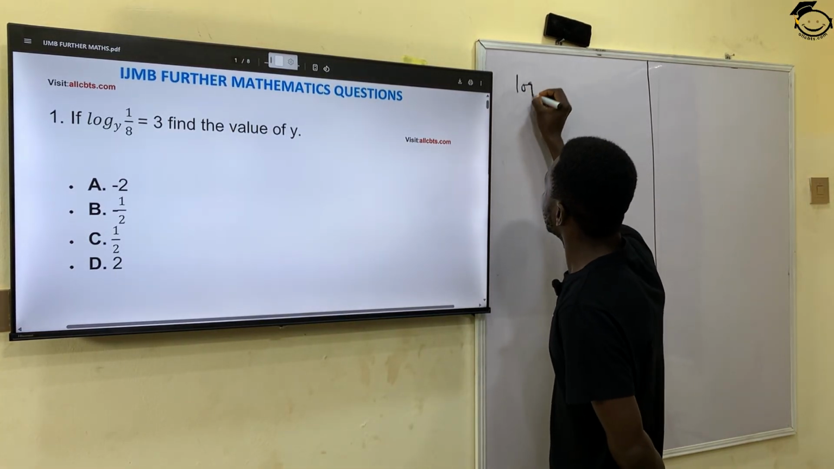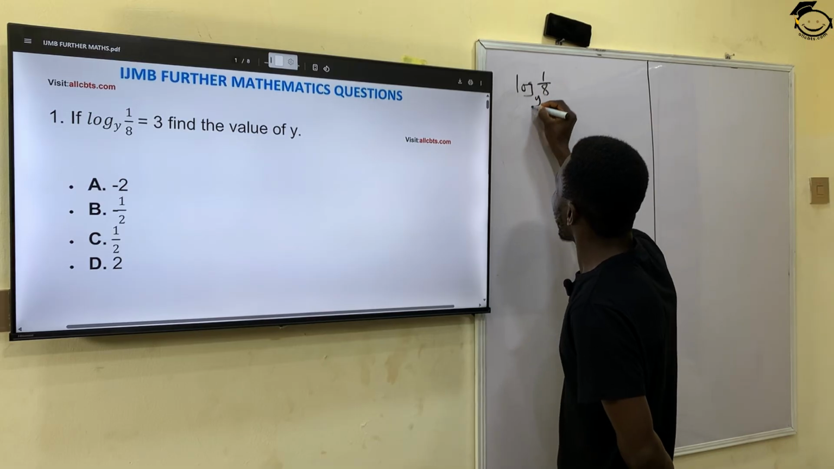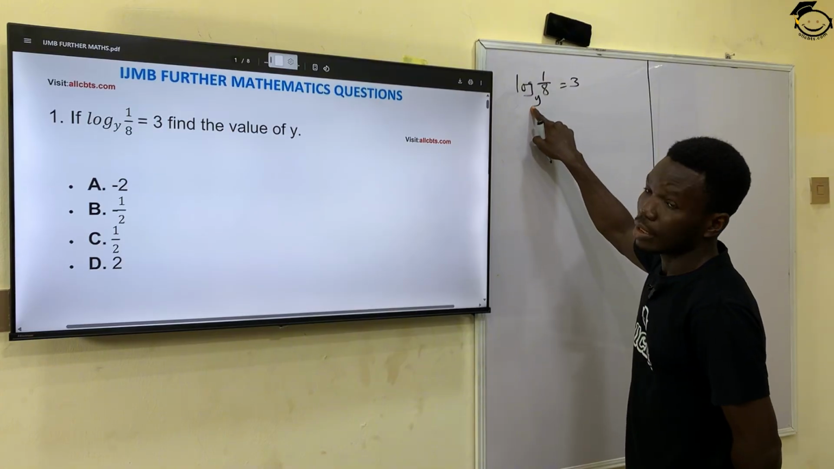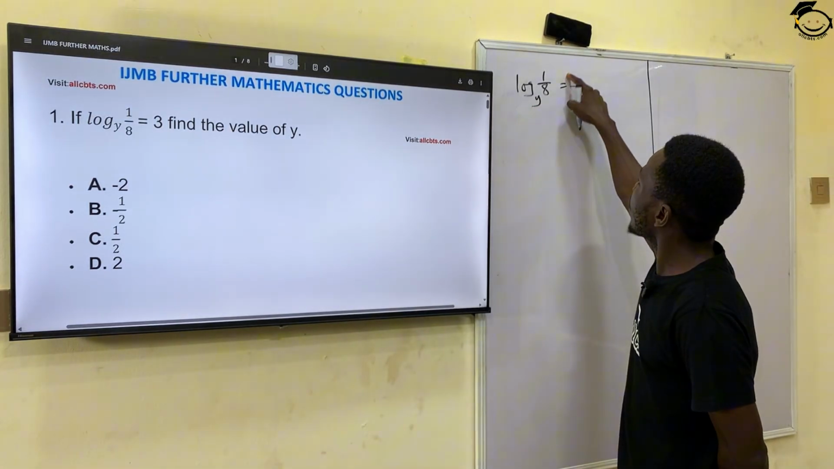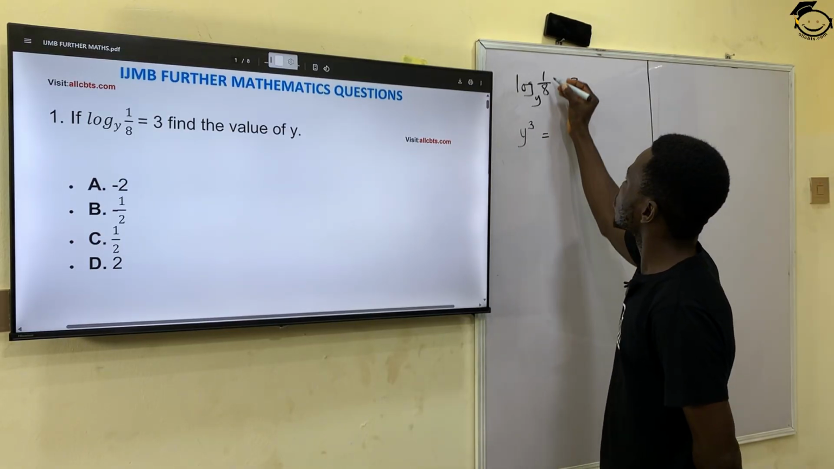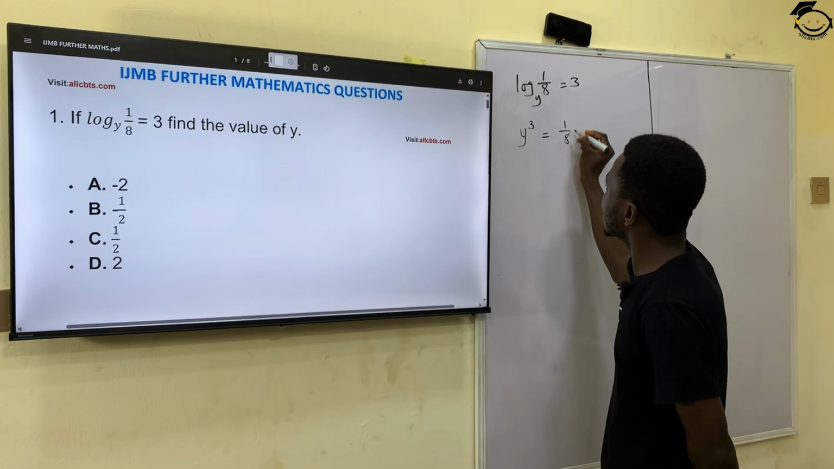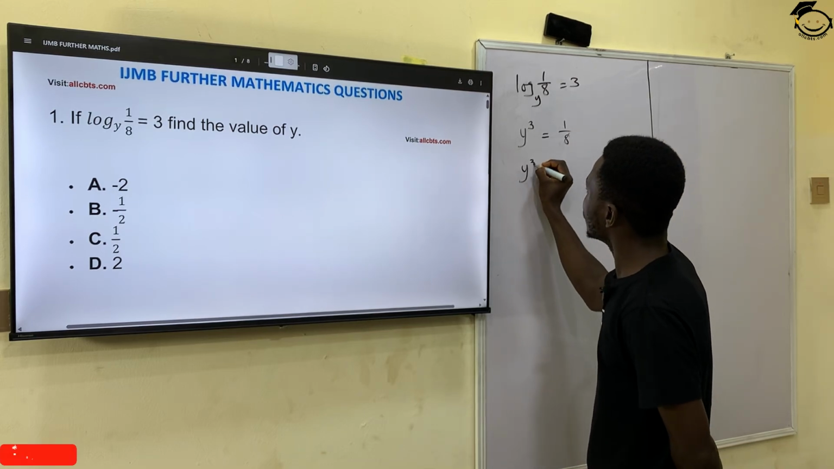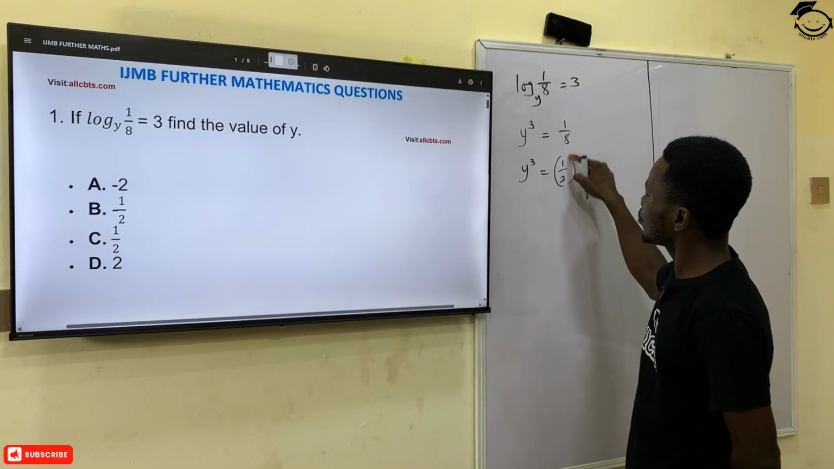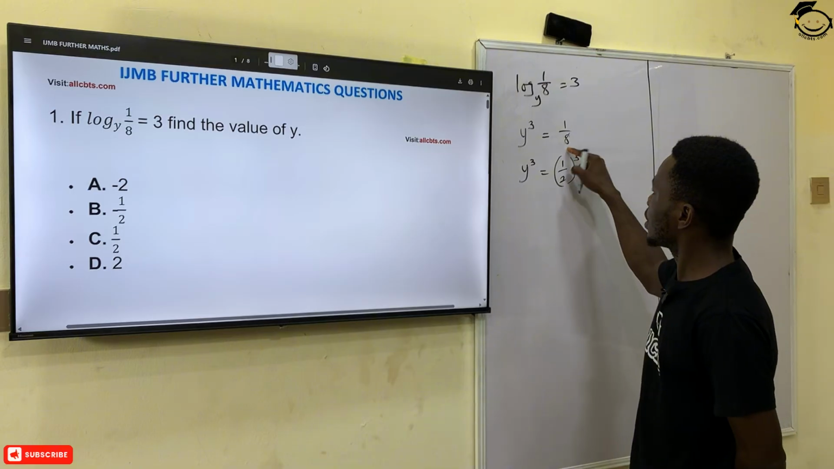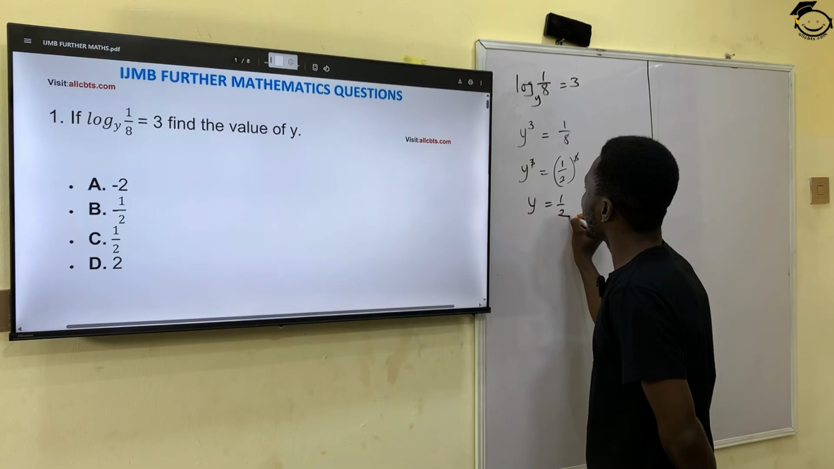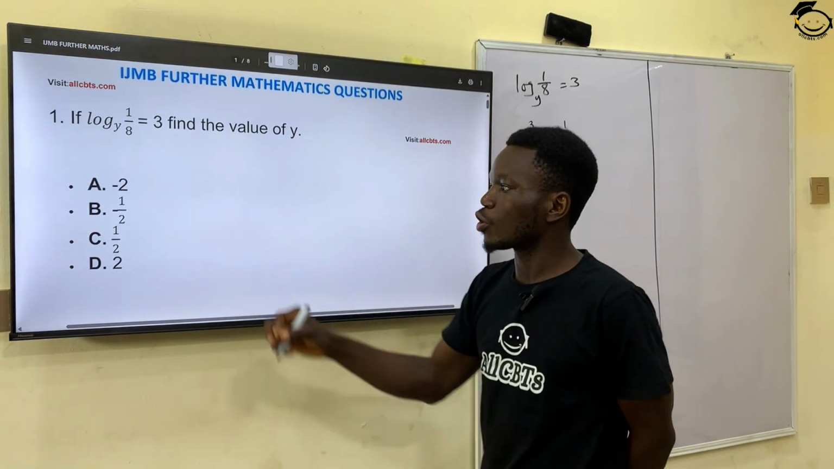We have log 1 over 8 base y equal to 3. So you are going to raise the base to the power of our equal to, which means I'll be having y raised to power 3 is equal to the original log, which is 1 over 8. So this is the same as saying y raised to power 3 is equal to 1 over 2 raised to power 3, because 2 raised to power 3 here is going to give me 8. So our powers will cancel out themselves. It means that my y is equal to 1 over 2, which is our option C.